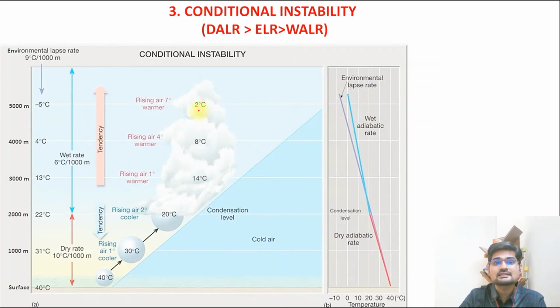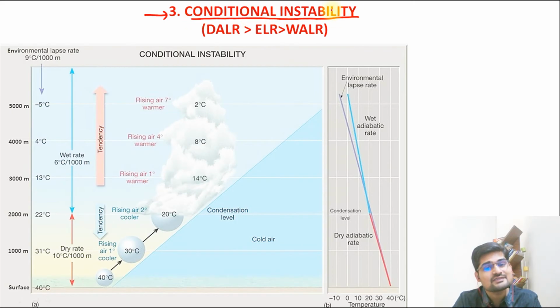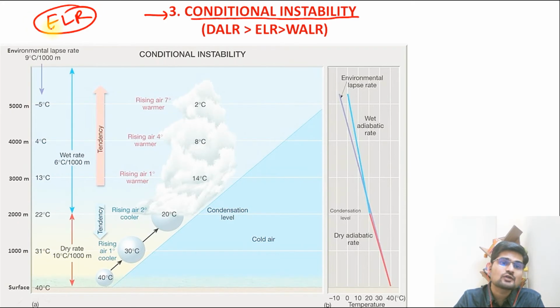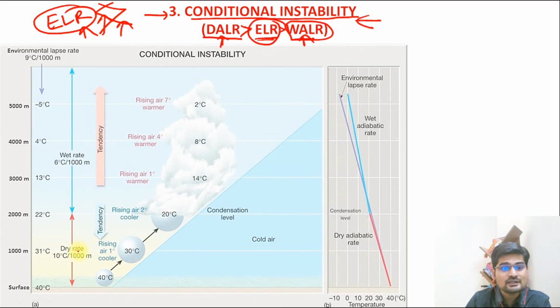Now, the next or third condition is conditional instability. This is very interesting. Normally in the ELR situation, that is the normal environmental lapse rate, we understand how the situation operates. When ELR is greatest, it becomes very unstable. When ELR is smallest, it is a stable situation. So now let's look here.